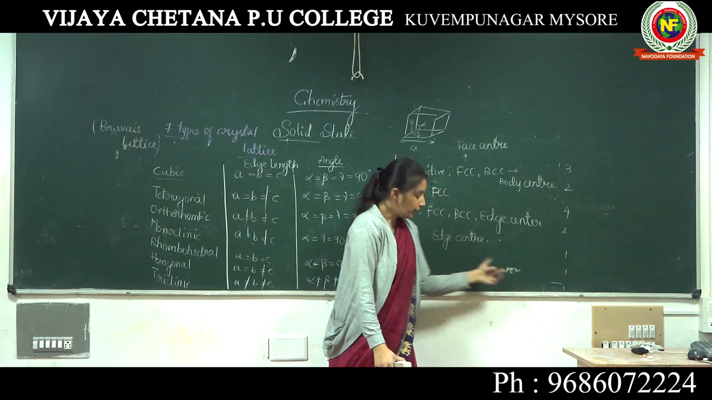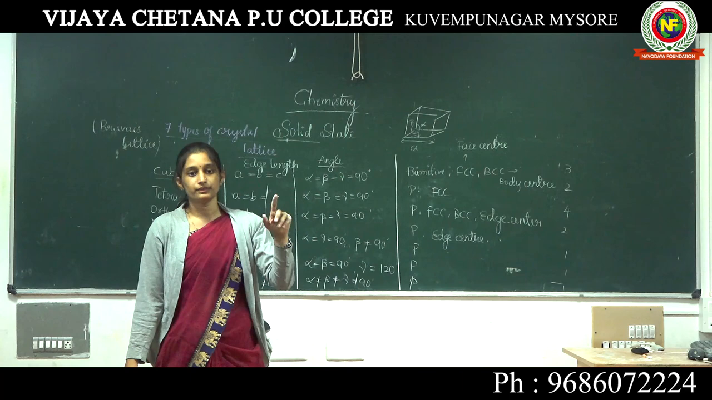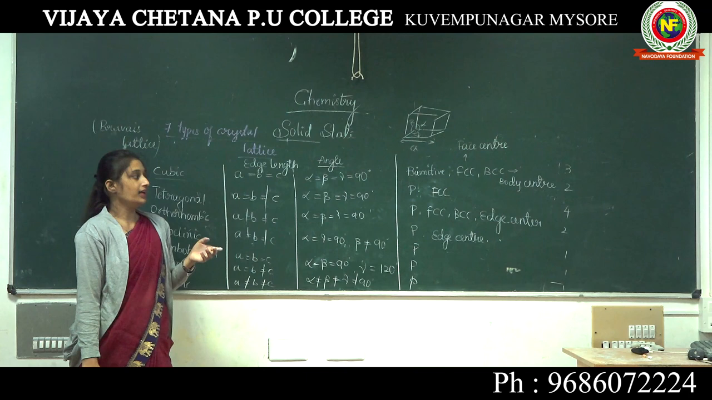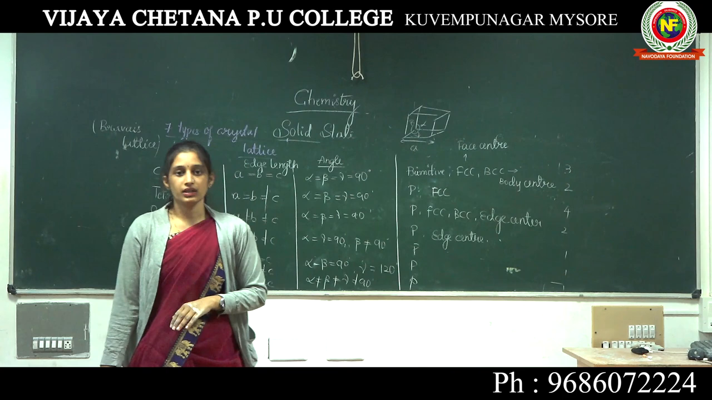1, 1, 1. 1 means only primitive. So, code word 32, 42, 11, super. Try to understand. 3 means primitive, FCC, BCC. Next, 2 means primitive, FCC. Next, primitive, FCC, BCC, edge center. Next, primitive, edge center. Remaining, primitive. Got it? This is regarding the crystal system.